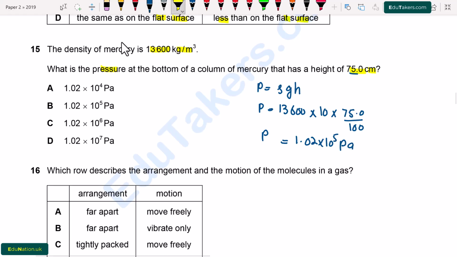Now we see the options. Option A 1.02 into 10 to the power 4 Pascal. B 1.02 into 10 to the power 5 Pascal. So option B is correct.